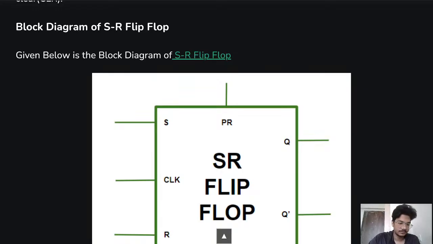Now we have to explain what is a race condition in digital electronics.